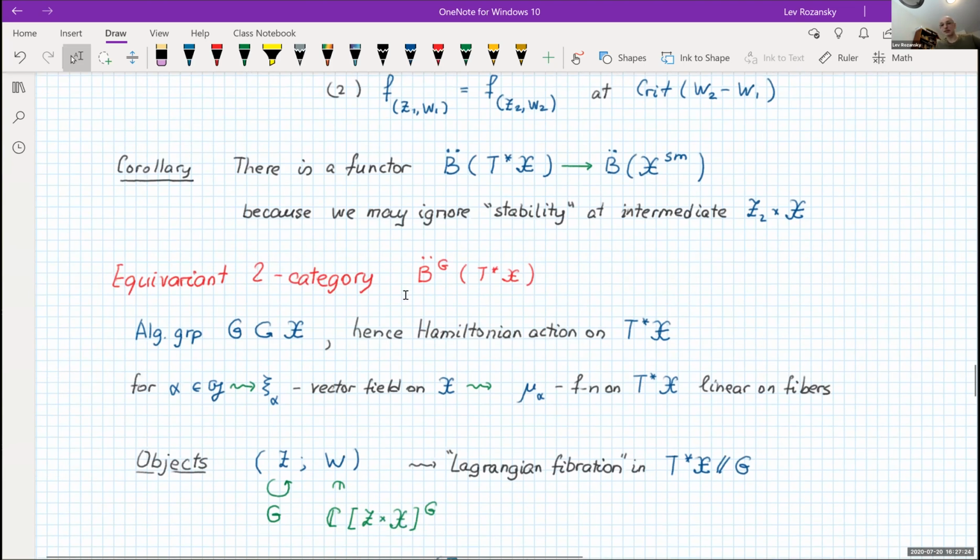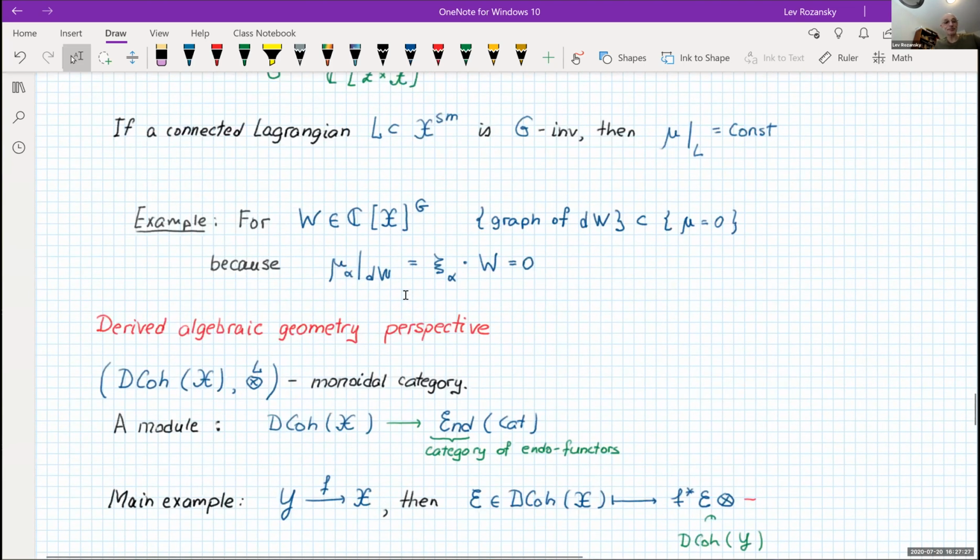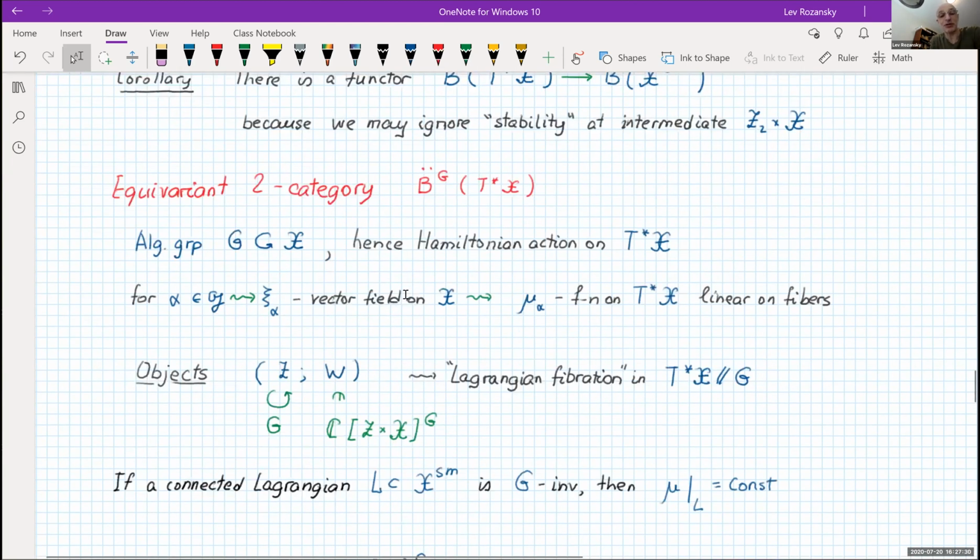So finally, let me say something about the equivariant two category of the cotangent bundle. Suppose there is a group which acts on X, so it has a Hamiltonian action on T star X. The objects in the equivariant two category are an auxiliary variety with the action of G, and a function which is invariant under the action of G on the Z index. And this gives you a Lagrangian fibration in T star X Hamiltonian reduction by G.